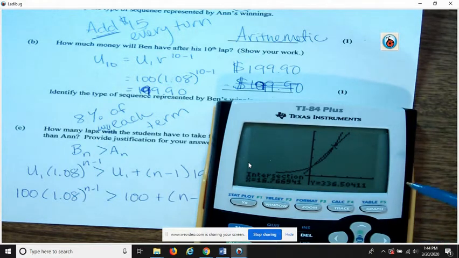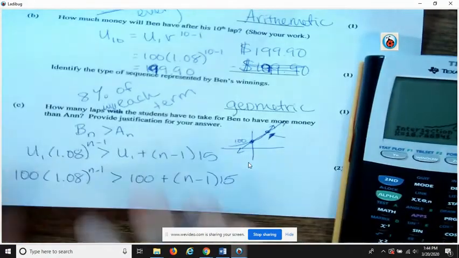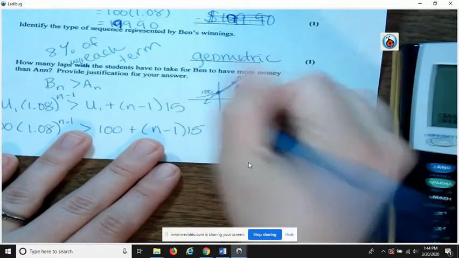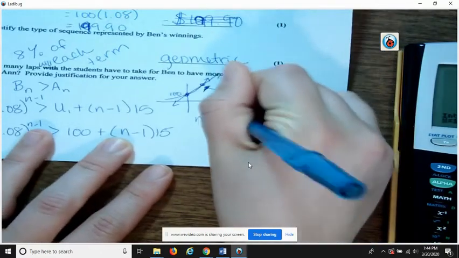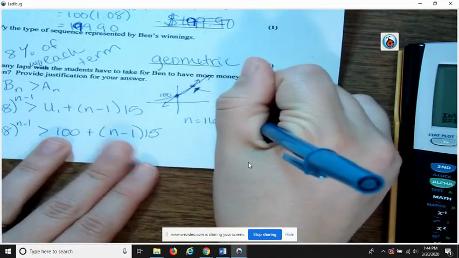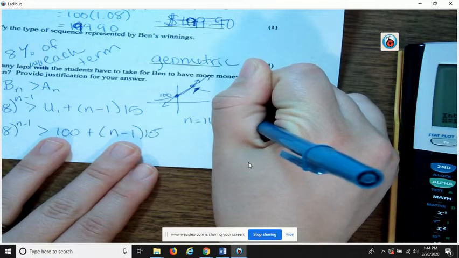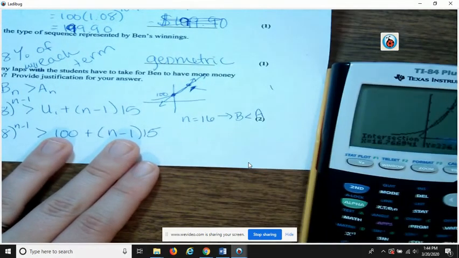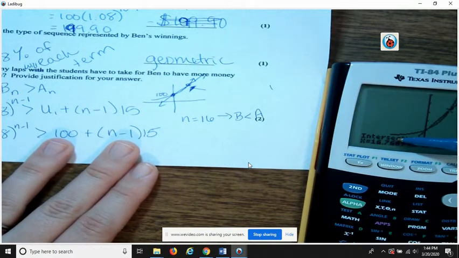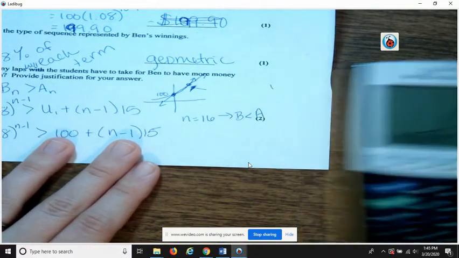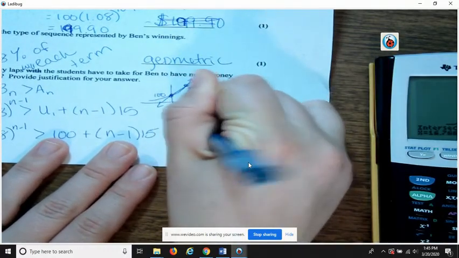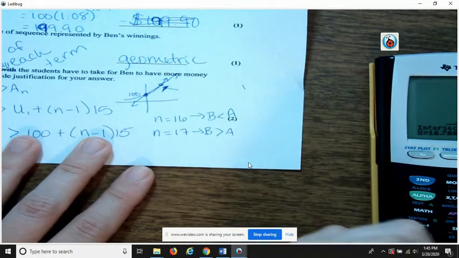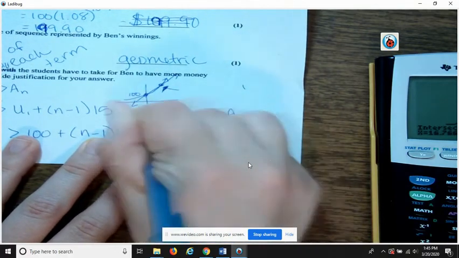Remember that N has to be a whole number. So if I choose N equals 16, I'm going to get a value where Ann is bigger than Ben, because it takes all the way until 16.7 for them to be exactly equal. This means that we have to wait until N is 17 for Ben to have more money than Ann. So N equals 17 should be your correct answer.